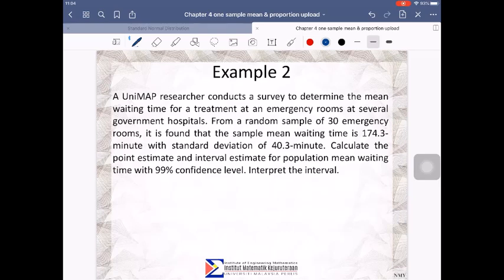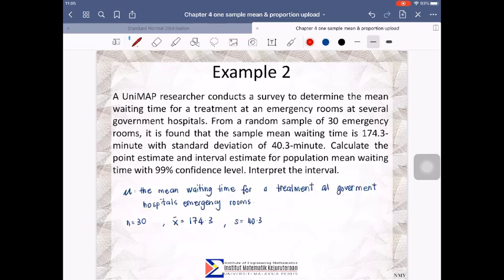Next, we look into example 2. So read your question and write down all the information that we have inside our question. Here, our mu will be the mean waiting time for a treatment at government hospital emergency rooms. We have our n equal to 30, x bar equal to 174.3 minutes, and standard deviation for sample is 40.3.